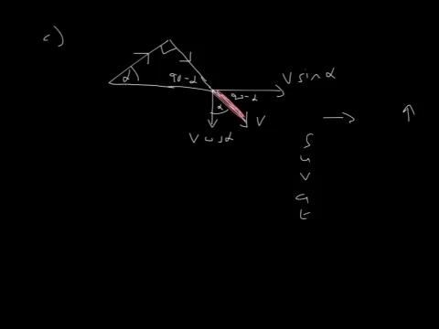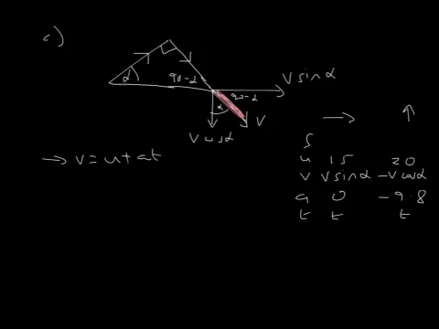SUVAT. So we know that u is 15 and 20. We know a is 0 and minus 9.8. We've just said that v is v sine alpha and minus v cos alpha. Clearly, because a equals 0, we can say that v equals u plus at, therefore v sine alpha equals 15, therefore v is 15 over sine alpha, which works out to be 75 over 4.